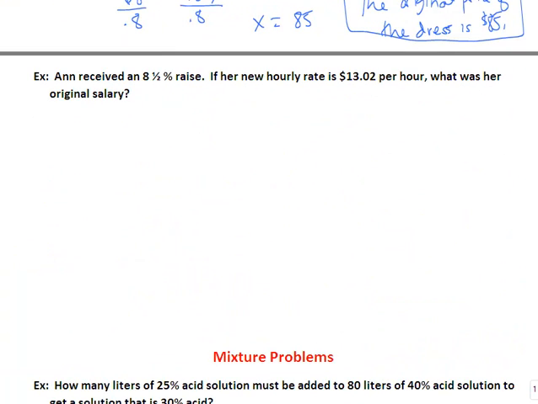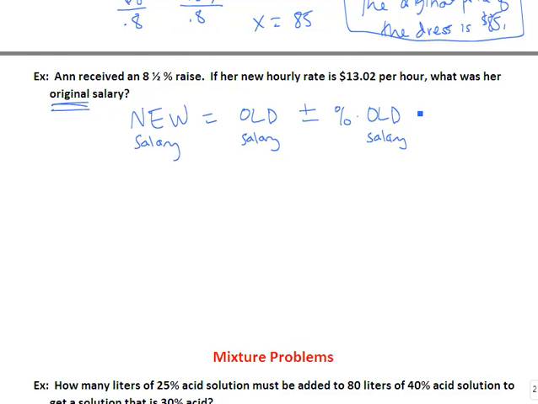A salary problem. Anne received an 8.5% raise. If her new hourly rate is $13.02 per hour, what was her original salary? So whenever you see that word original, that's how you know you're going to be using this generalization, where the new, in this case salary, equals the old salary plus or minus the percent times the old salary.